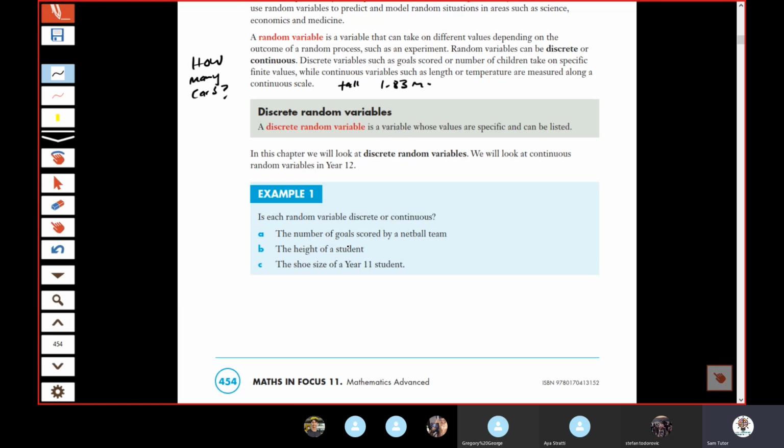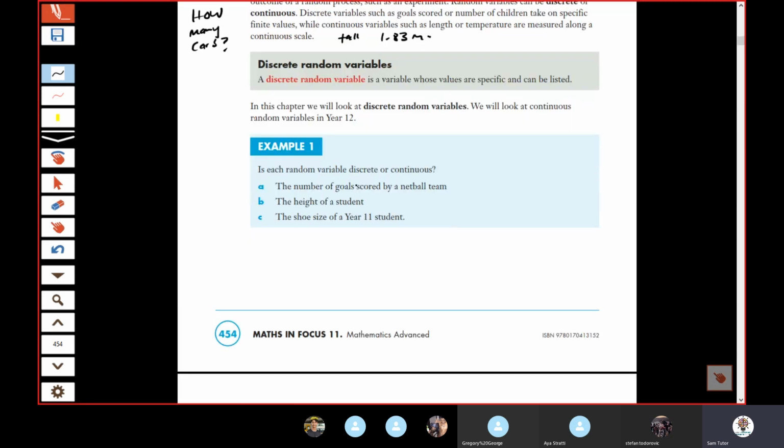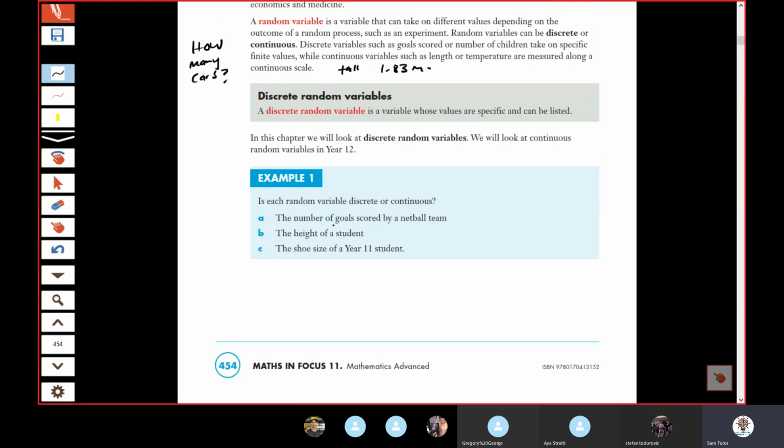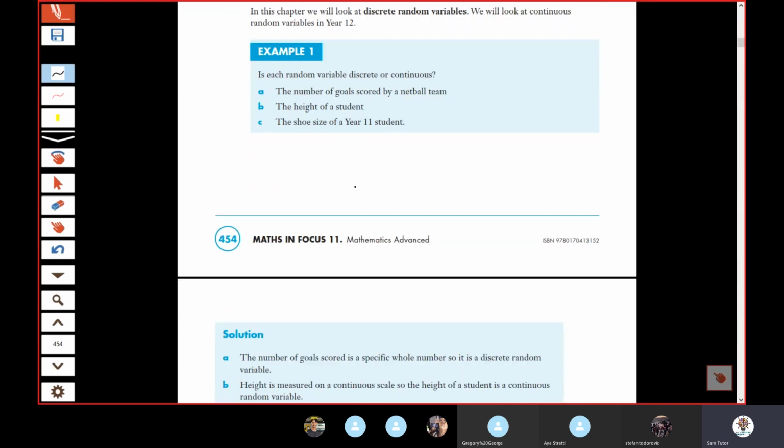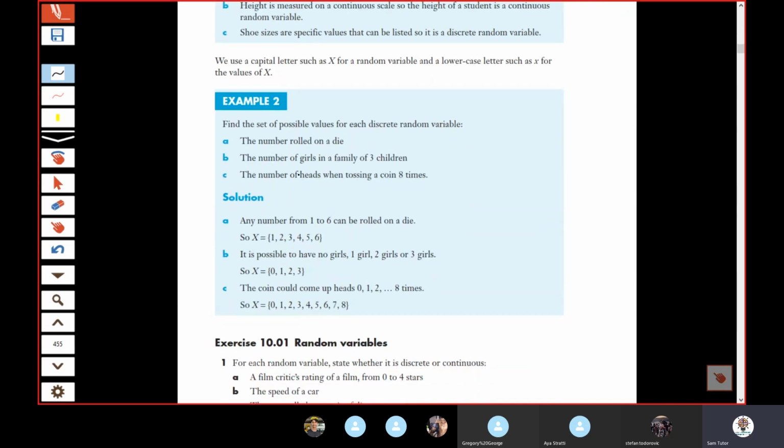I guess the first thing you learn is to understand whether it is discrete or continuous. I think we understand that. Does anybody want me to actually go through some of these basic examples? No, I didn't think so. These are easy.